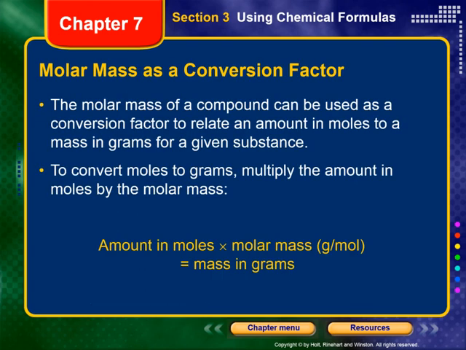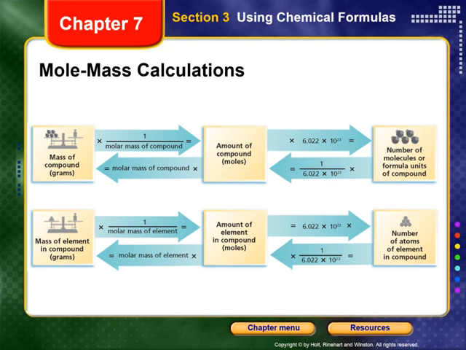And we can use molar mass as a conversion factor, which is going to be critical for us moving forward. The molar mass of a compound can be used as a conversion factor to relate an amount in moles to mass in grams for a given substance. That means to convert between them. To convert between moles and grams, multiply the amount of moles by the molar mass. As simple as that. Again, here's a diagram that is included for your convenience.